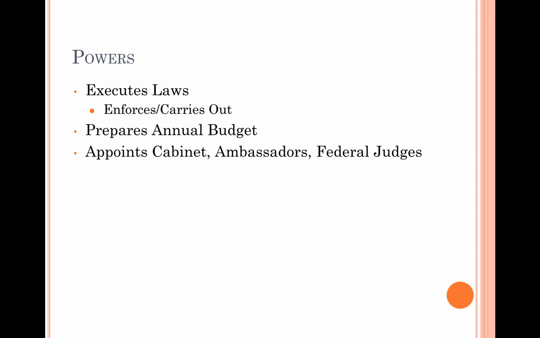And then, of course, federal judges are part of the judicial branch. Just be aware that even though he prepares the annual budget and he appoints these people to their positions, Congress does have to approve them. He administers the federal bureaucracy. This is just a really big fancy way of saying that he manages the executive branch. And yes, you do need to write all of bureaucracy.